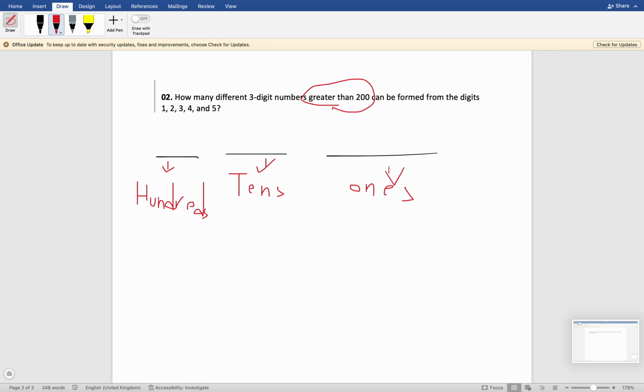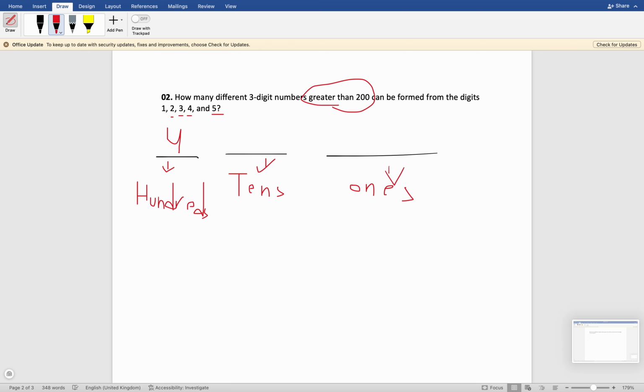So check that hundreds spot. Can we put the number 1 in that spot? Nah, out of the question. Anything starting with a 1, like 151, is under 200. That means the hundreds slot can only take these four numbers: 2, 3, 4, and 5. That's four total choices for slot 1.